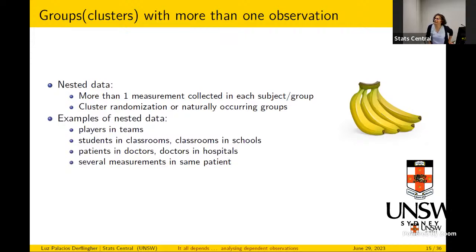Examples of nested data: we have players in teams, that's one level of nesting. Then we can have students in classrooms, and then classrooms in schools. Also, we can have patients in doctors in hospitals, or several measures in a patient. Or we can have a branch of bananas, right? That's how it's called, a branch of bananas. That means that they're similar. When we have a cluster, that means that they're similar within that group, or that's what we expect.